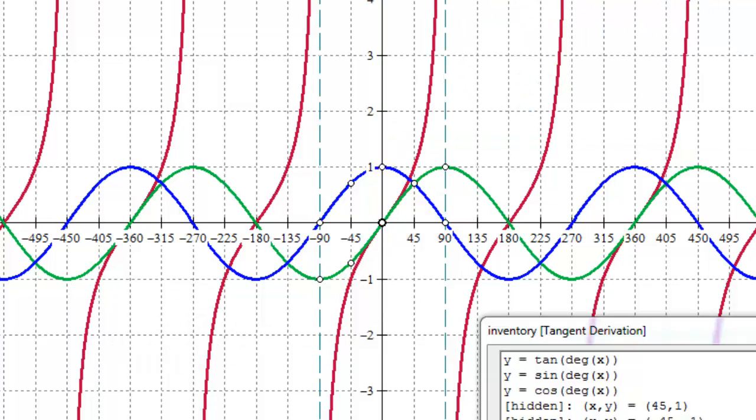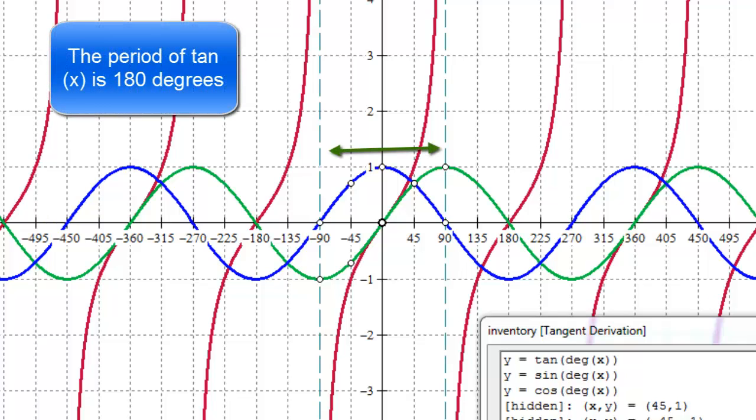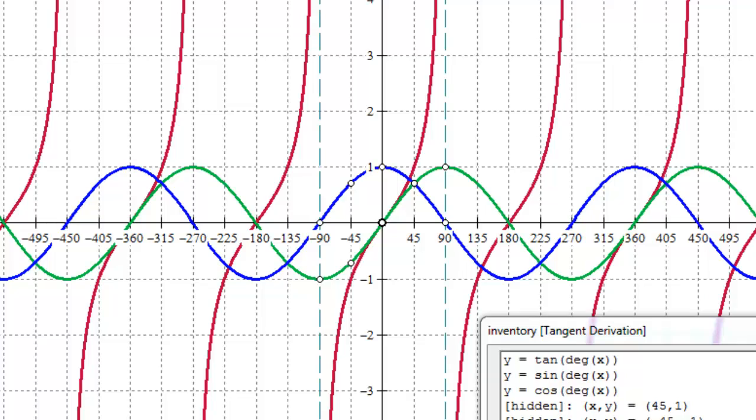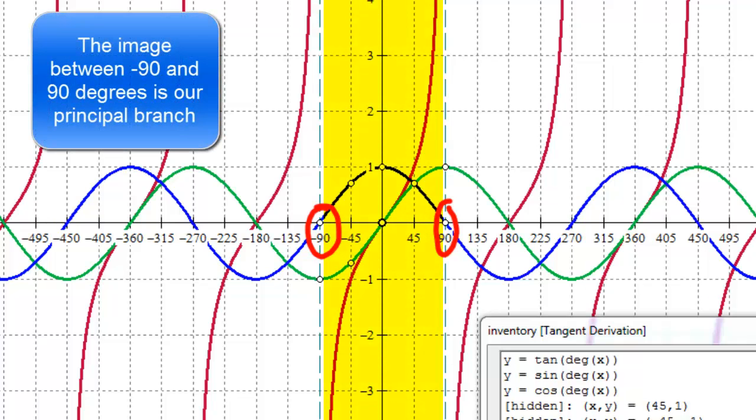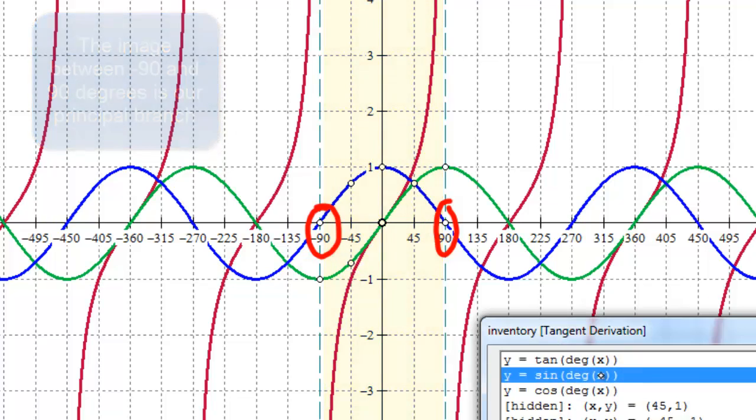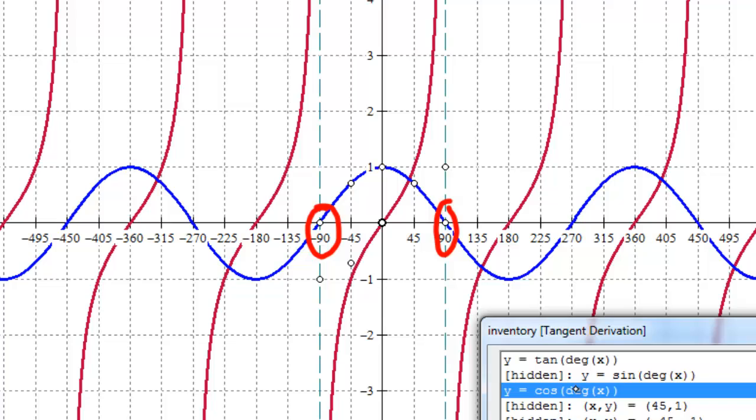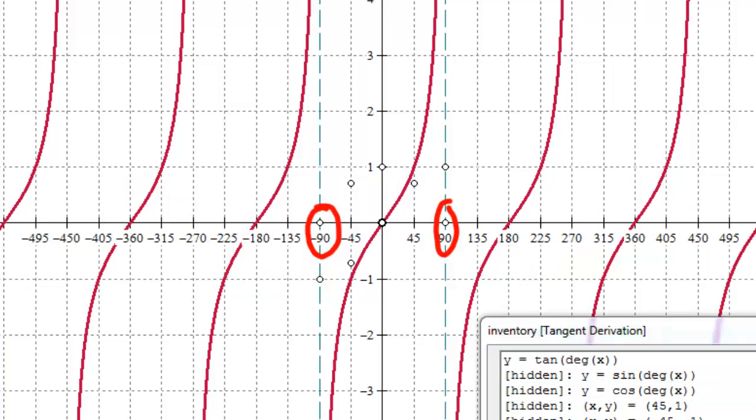We can see how that red graph repeats itself every 180 degrees. The first image is shown between negative 90 for our asymptote and positive 90. We see an image, and that red image then repeats itself. If I hide the sine and the cosine, now we can see the repetitive, periodic behavior of the tangent graph.